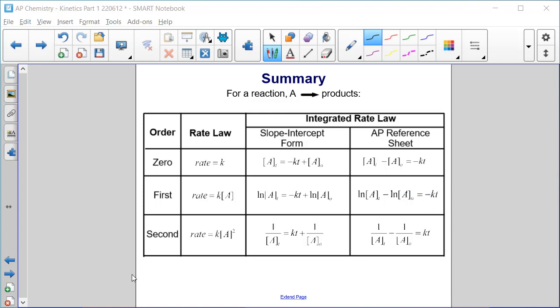And then finally, for a second order process, the rate is equal to K times concentration of A squared. And here's what our integrated rate law looks like. We're plotting 1 over the concentration of A at T versus time on the x-axis in order to get a straight line. And again, it's in a slightly different form on your AP reference sheet, where the initial concentration is on the left side of the equal sign. You have access to this on your reference sheet, but make sure you familiarize yourself with it as you're preparing to answer questions in this section.